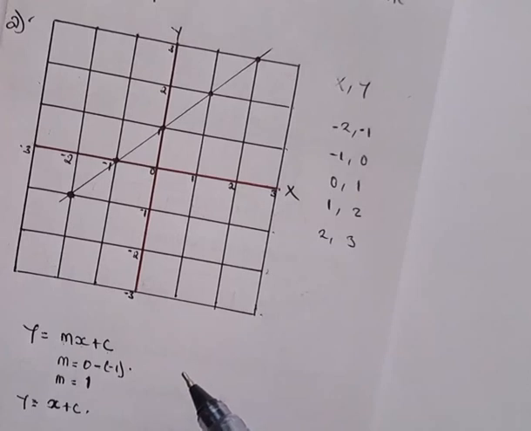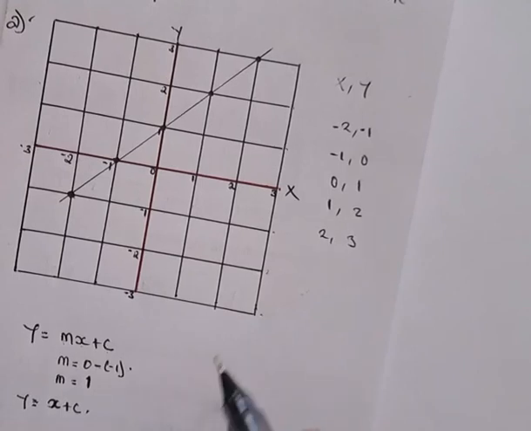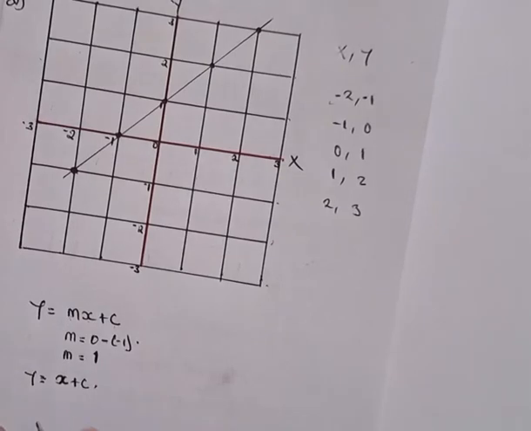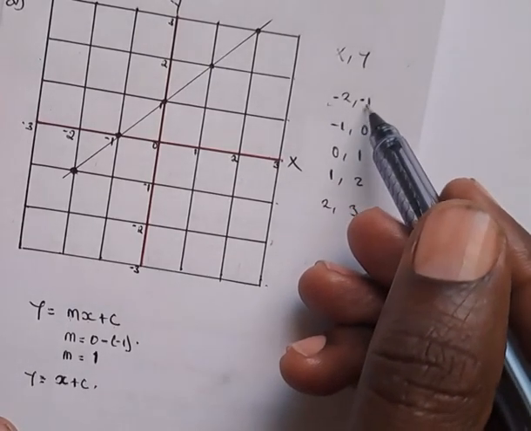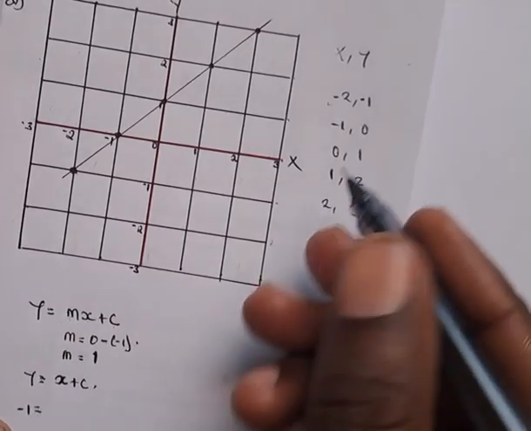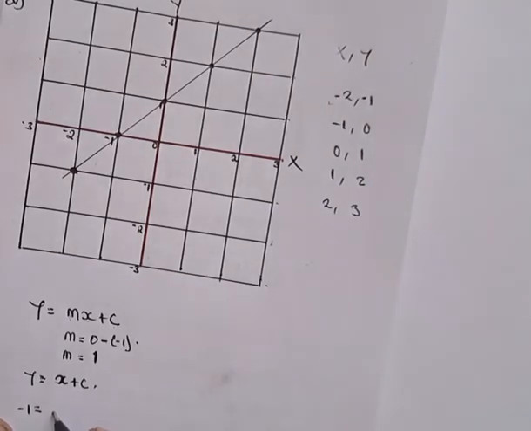Okay, let us pick the one which is more complicated, but feel free to test any coordinates, because at the end you're going to have the same answer. I'll pick this one, -2, -1. So remember, y here is -1. So we're going to say -1 is equal to x. X is -2, so -2 plus c.